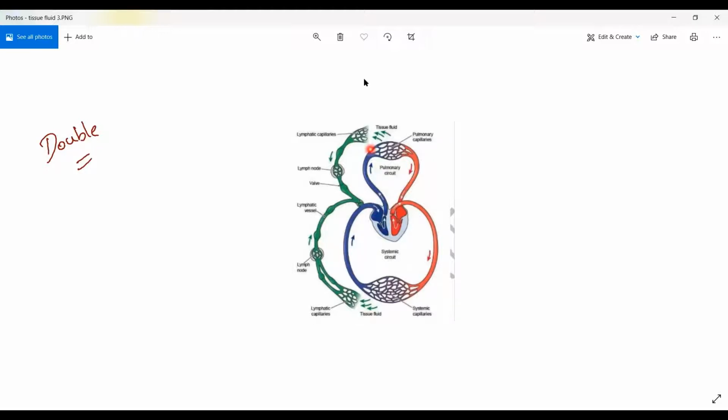This is the first entry, or the first passage of blood into the heart, where the blood is carrying oxygen, and we call it oxygenated blood. Coming from which part? From the lungs. This is the lung area.